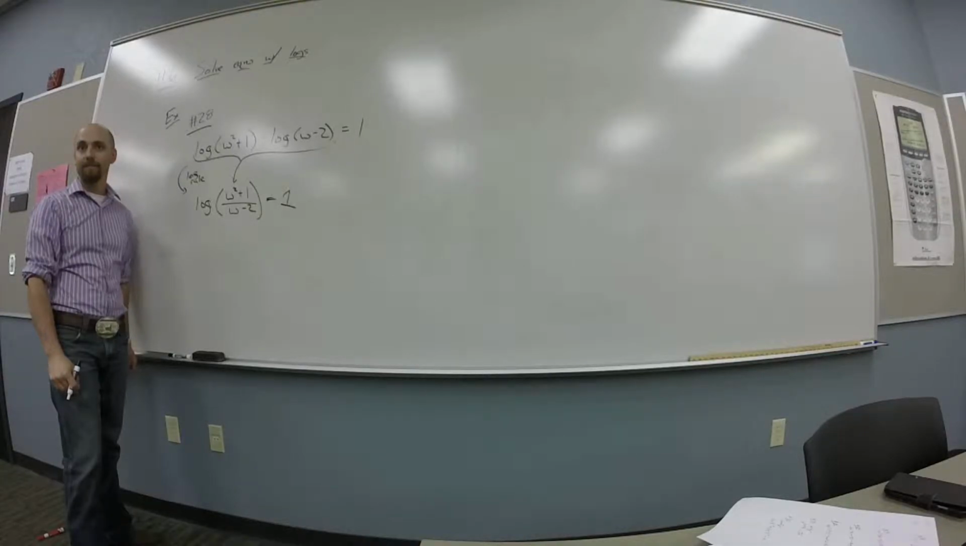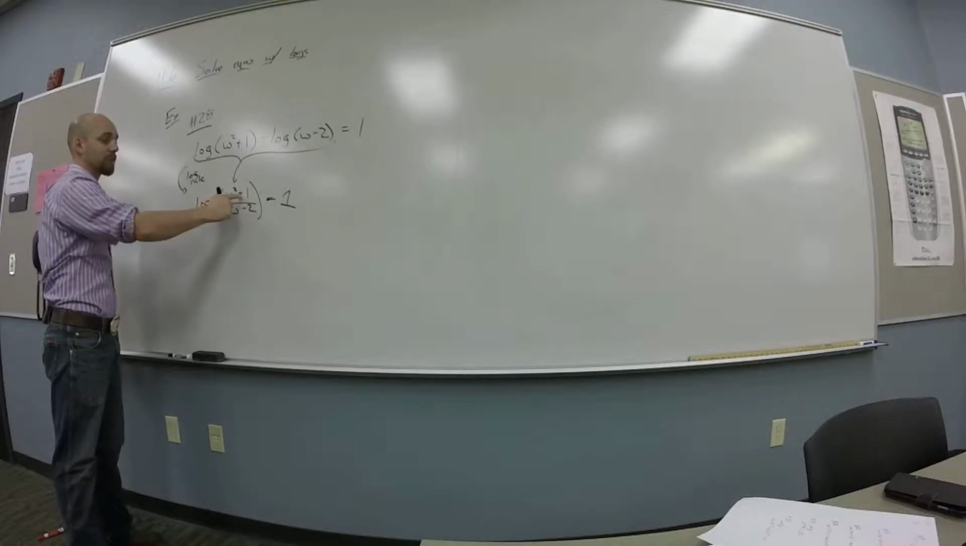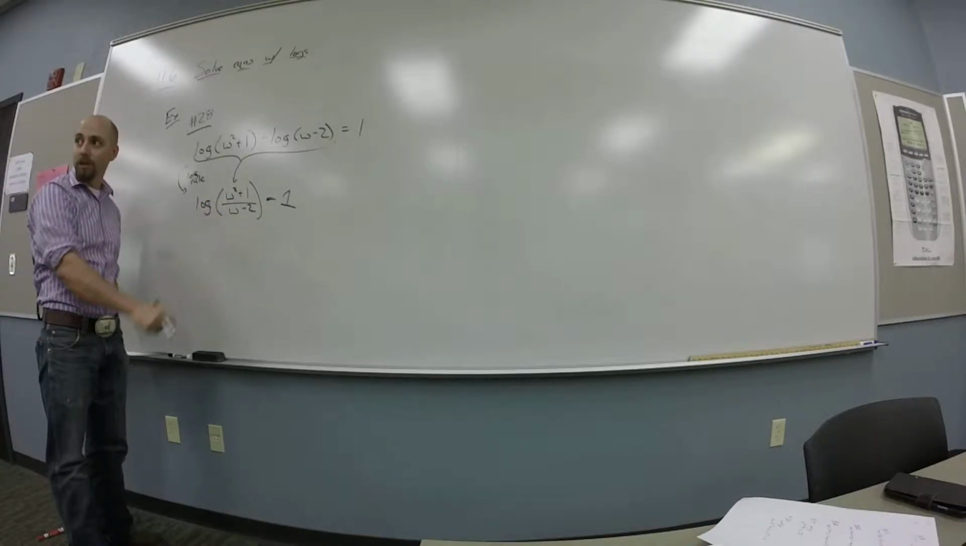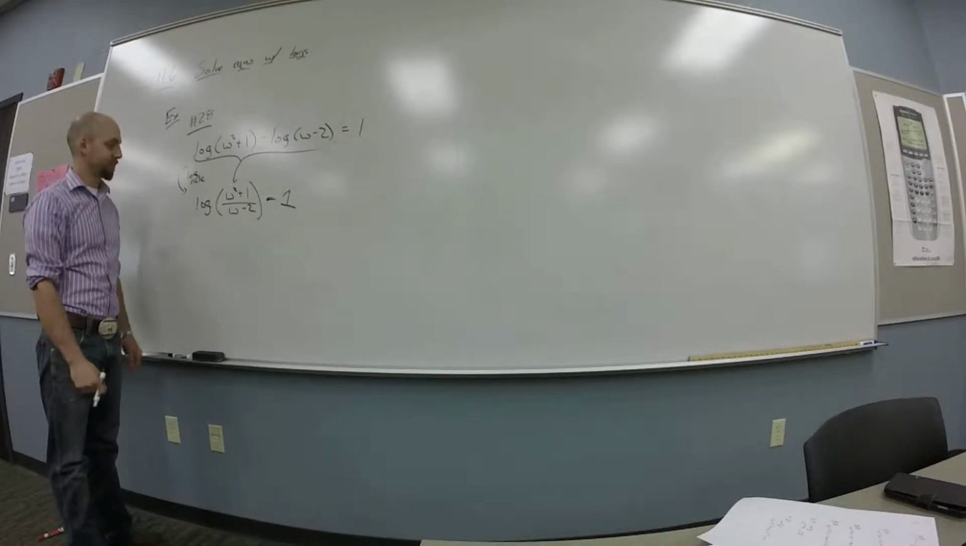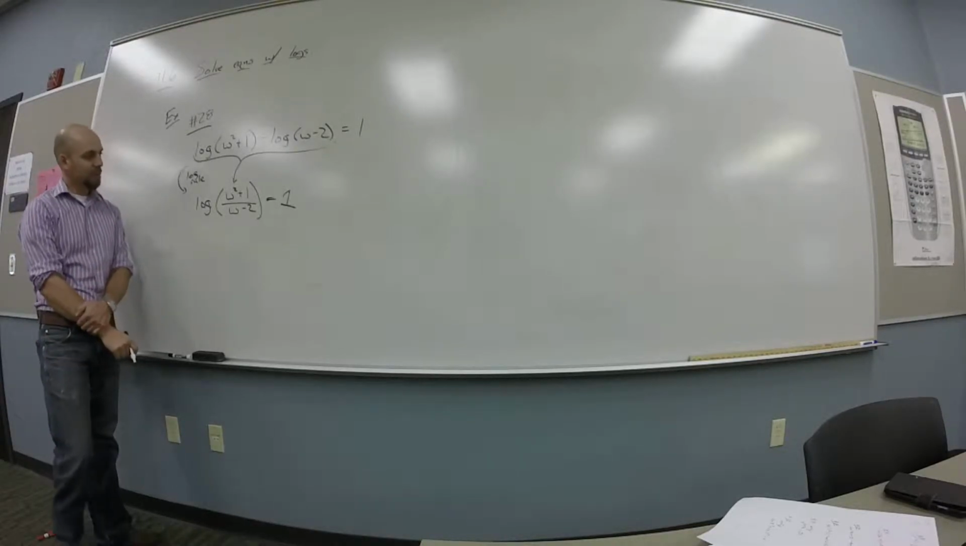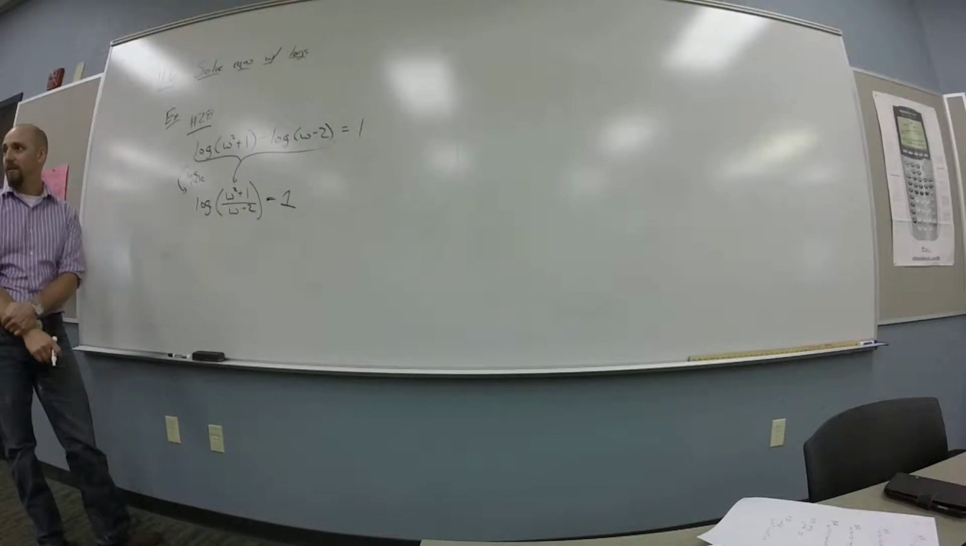You guys see that? What would you do if it was plus? I'm just curious. If it was plus, I'd be multiplying w squared plus 1 times w minus 2. Yeah, we'll do one of those next. All right, so I got this. So now what do I do?